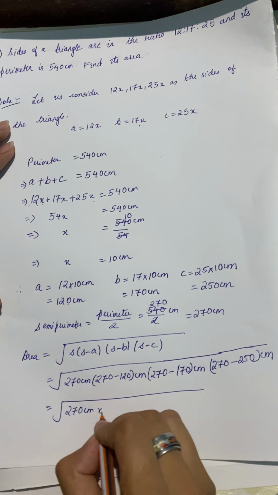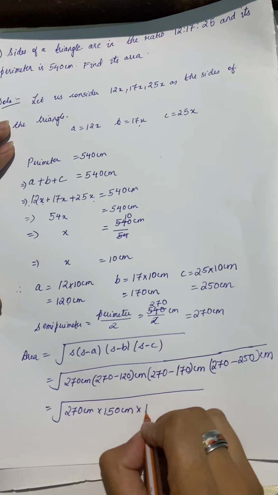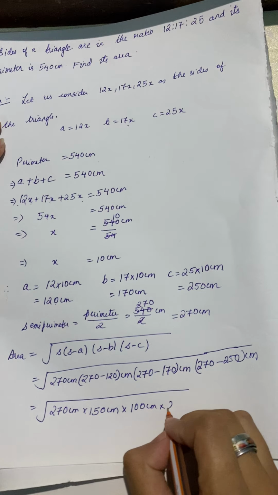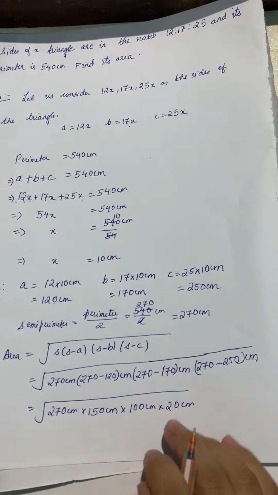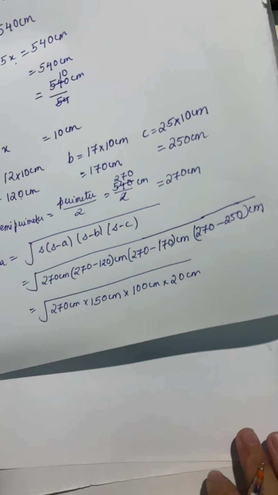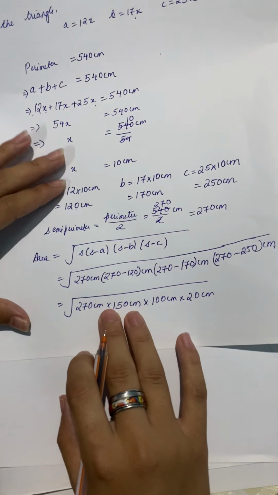270 minus 120 is 150 centimeter. 270 to 170 is 100 centimeter. And 270 to 250 is 20 centimeter. Clear? With this, now let's go to the next page. Okay, clear with this. Up to this much, and then let's just write one more step.